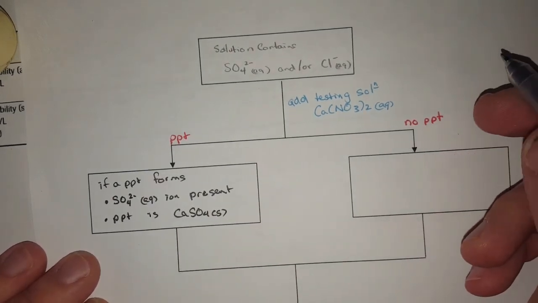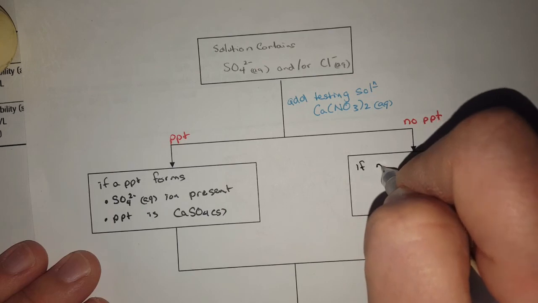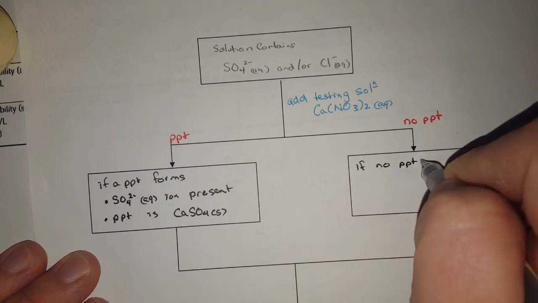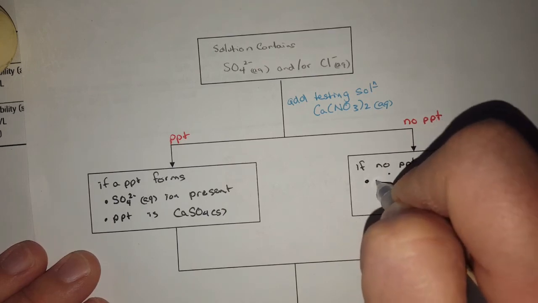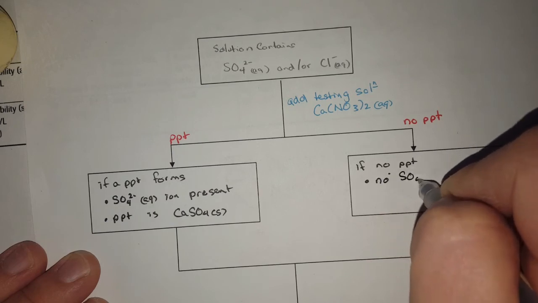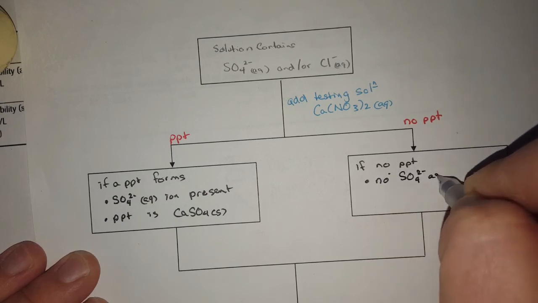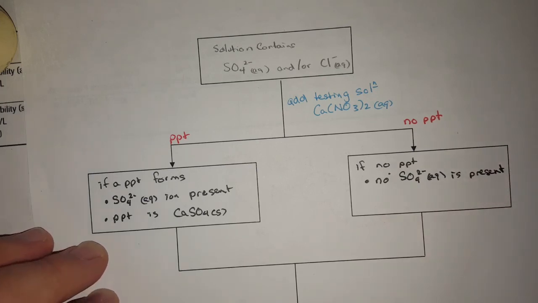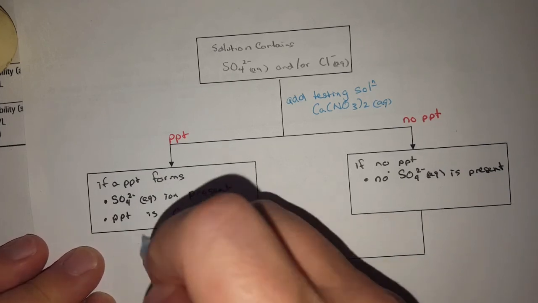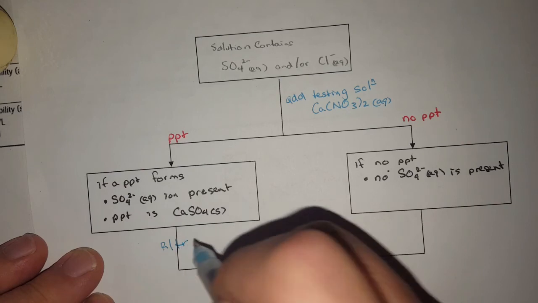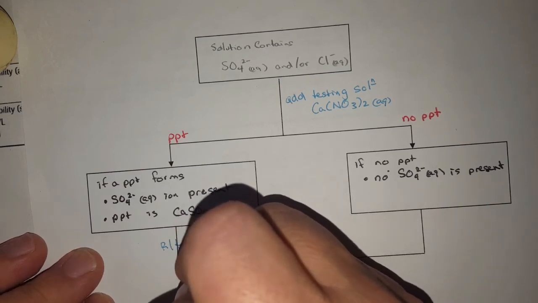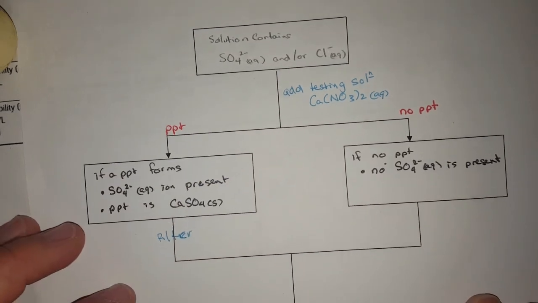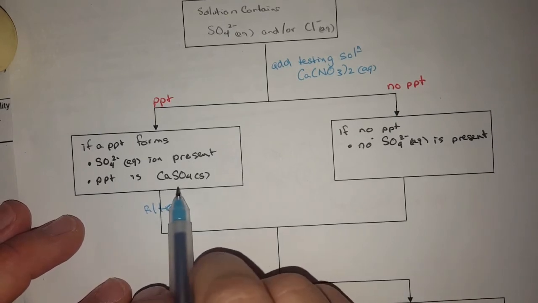If no precipitate is formed, then all we can say is no sulfate ion is present. We cannot say anything about whether or not the chloride ion is present, because neither one of them could be there. So we want to just remove any potential sulfate precipitate that might be there.